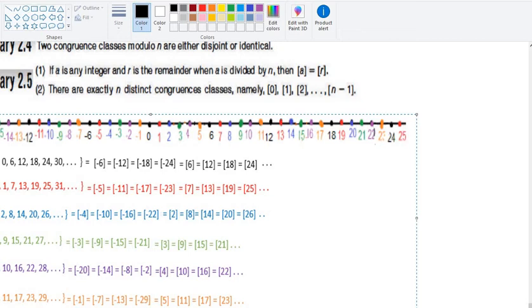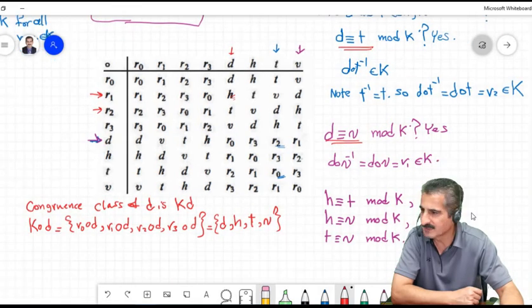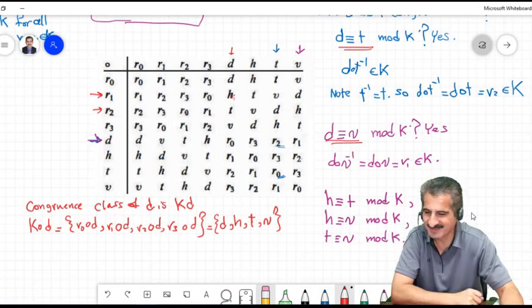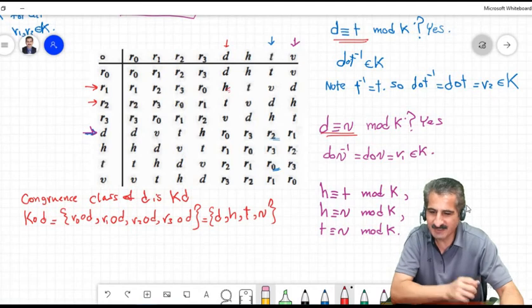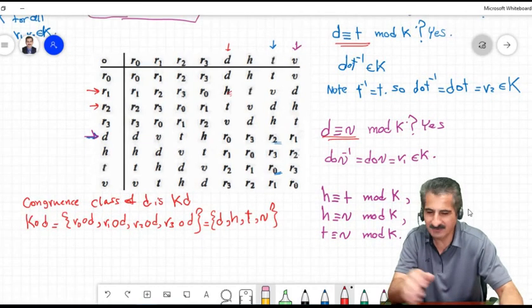Now let me ask you, what do you expect if I asked you to compute the congruence class of H? Would it be the same as the congruence class of D? The recording did not record the part I wrote in red. Okay, it will be recorded now.